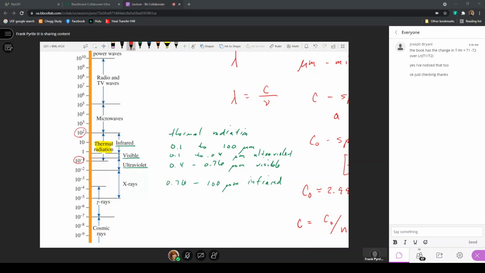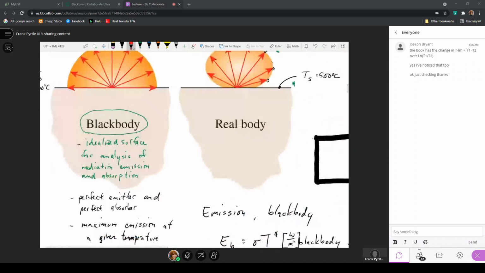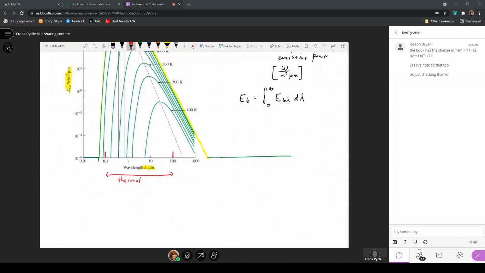Below 0.1 is the rest of the ultraviolet. So look here. Above here is microwaves, and below here gets us down into the ultraviolet.